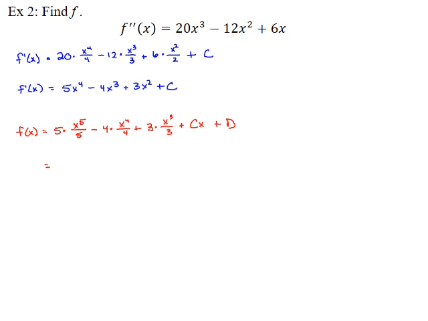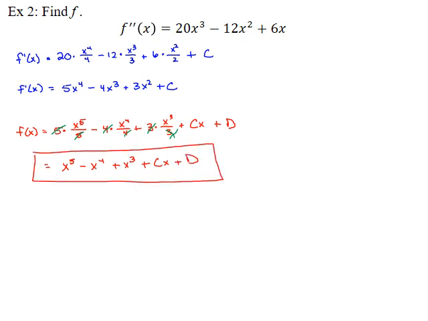Simplifying what you can, you actually have a lot of canceling here. 5 over 5, 4 over 4, and 3 over 3 all cancel, and you are left with x to the 5th minus x to the 4th plus x cubed plus cx plus d. So based on the second derivative given to us, this is the most general original function that we can write. We don't have enough information to solve for c and d on this problem, so we'll leave the answer as it is.